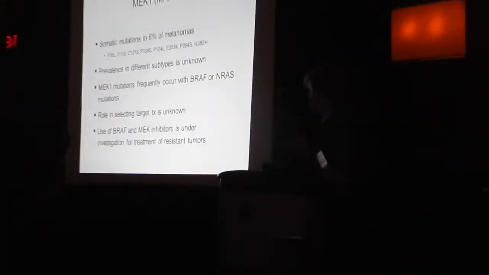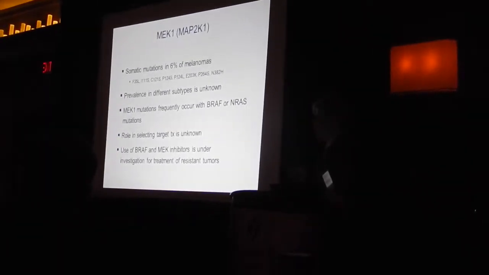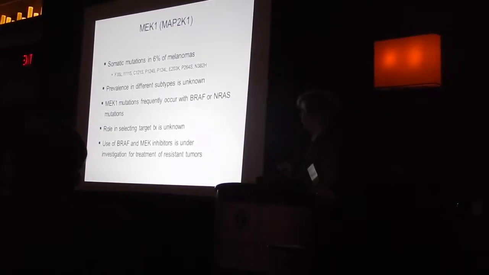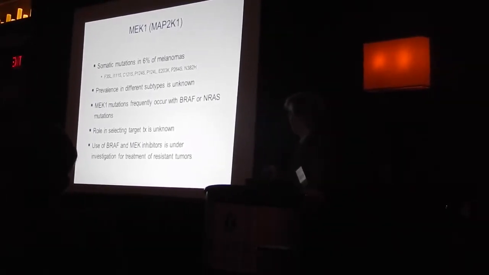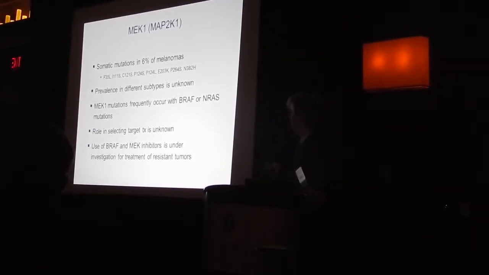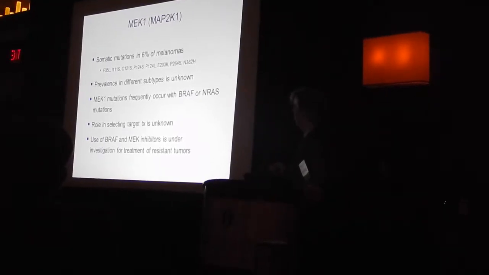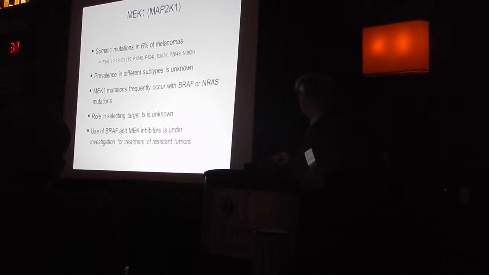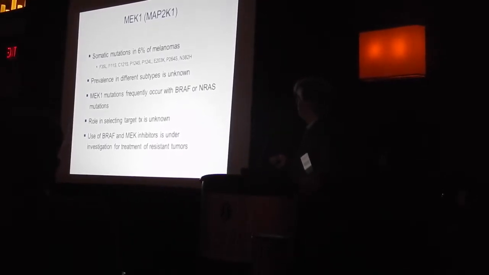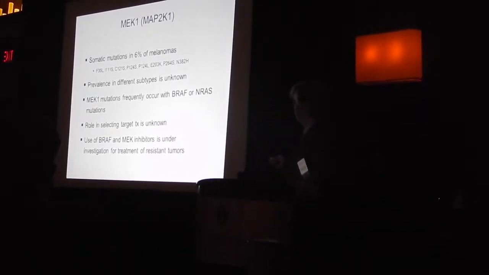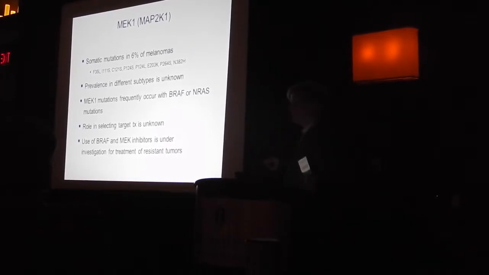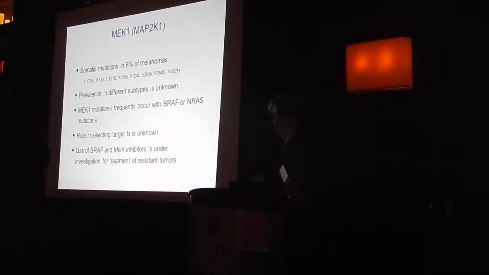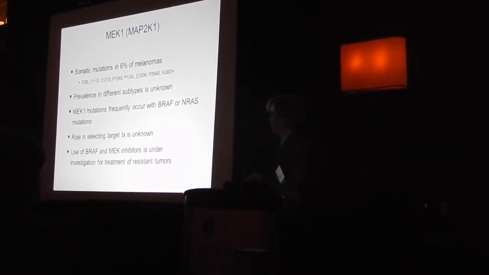The gene MAP2K1, also known as MEK1, is another important mutation in melanoma. It's in about 6% of melanomas, and these are the most common amino acid changes in patients with mutations in this gene. The prevalence in the different subtypes is not known. These mutations can occur concurrently with either BRAF or NRAS mutations, so it's one of the few exceptions to the mutual exclusivity. And its role in selecting targets is unknown.